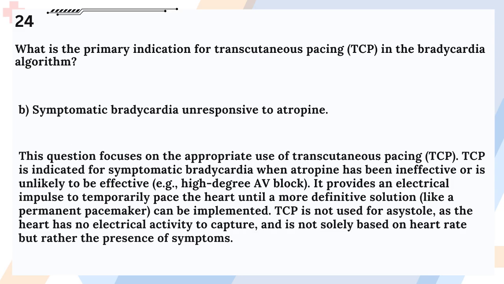Answer: B. Symptomatic bradycardia unresponsive to atropine. This question focuses on the appropriate use of transcutaneous pacing, TCP. TCP is indicated for symptomatic bradycardia when atropine has been ineffective or is unlikely to be effective, e.g., high-degree AV block. It provides an electrical impulse to temporarily pace the heart until a more definitive solution, like a permanent pacemaker, can be implemented. TCP is not used for asystole, as the heart has no electrical activity to capture, and is not solely based on heart rate but rather the presence of symptoms.